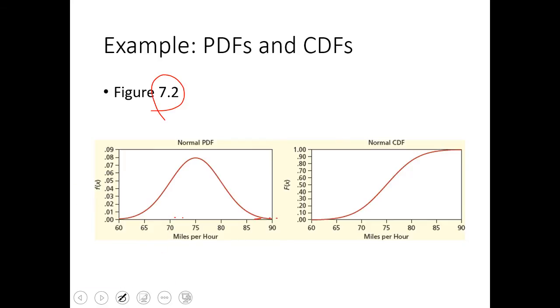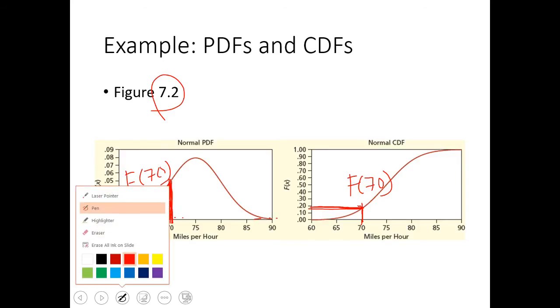For example, if you want to know the cumulative distribution function F at 70, it means the area less than 70. The value of this area is this number. So the size of the area less than 70 is the cumulative distribution function at 70. Okay, the same way.